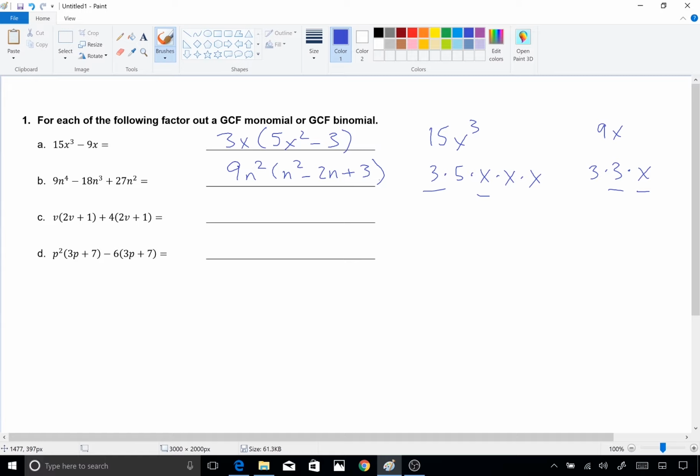I'm pretty sure we did this one last time. We can pull out this 2v plus 1, and that gives us this. And this one works the same way. The greatest common factor is this binomial 3p plus 7.